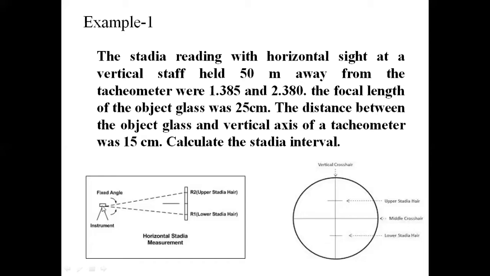In that case, the 50 meter is the horizontal distance, the distance between the center of the tachometer and the center of the stadia staff. Then 1.385 and 2.380 are the hair readings. Here 2.380 is the upper hair reading and 1.385 is the lower hair reading, both in meters.